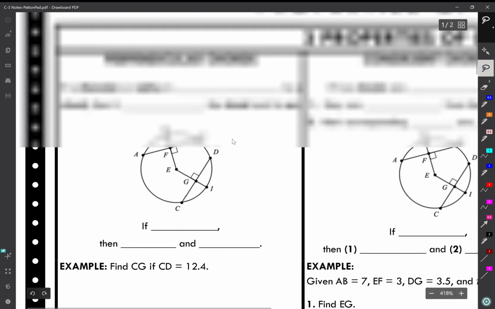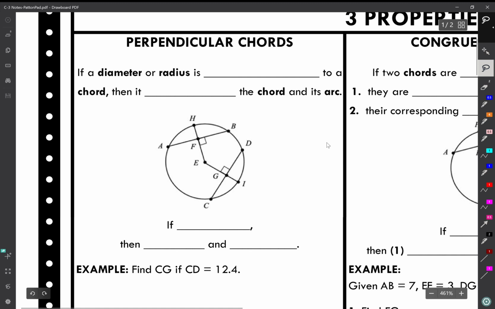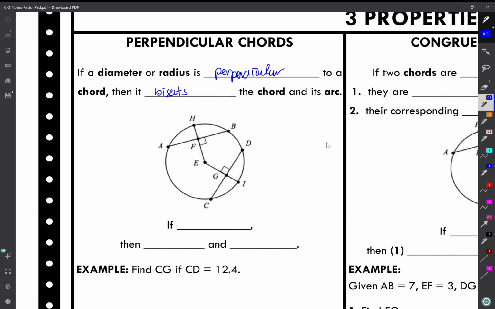First off, perpendicular chords. So if we have a diameter or a radius, if a diameter or radius is perpendicular to a chord, then this diameter or radius bisects the chord and its arc, meaning it splits it directly down the middle, directly in half.